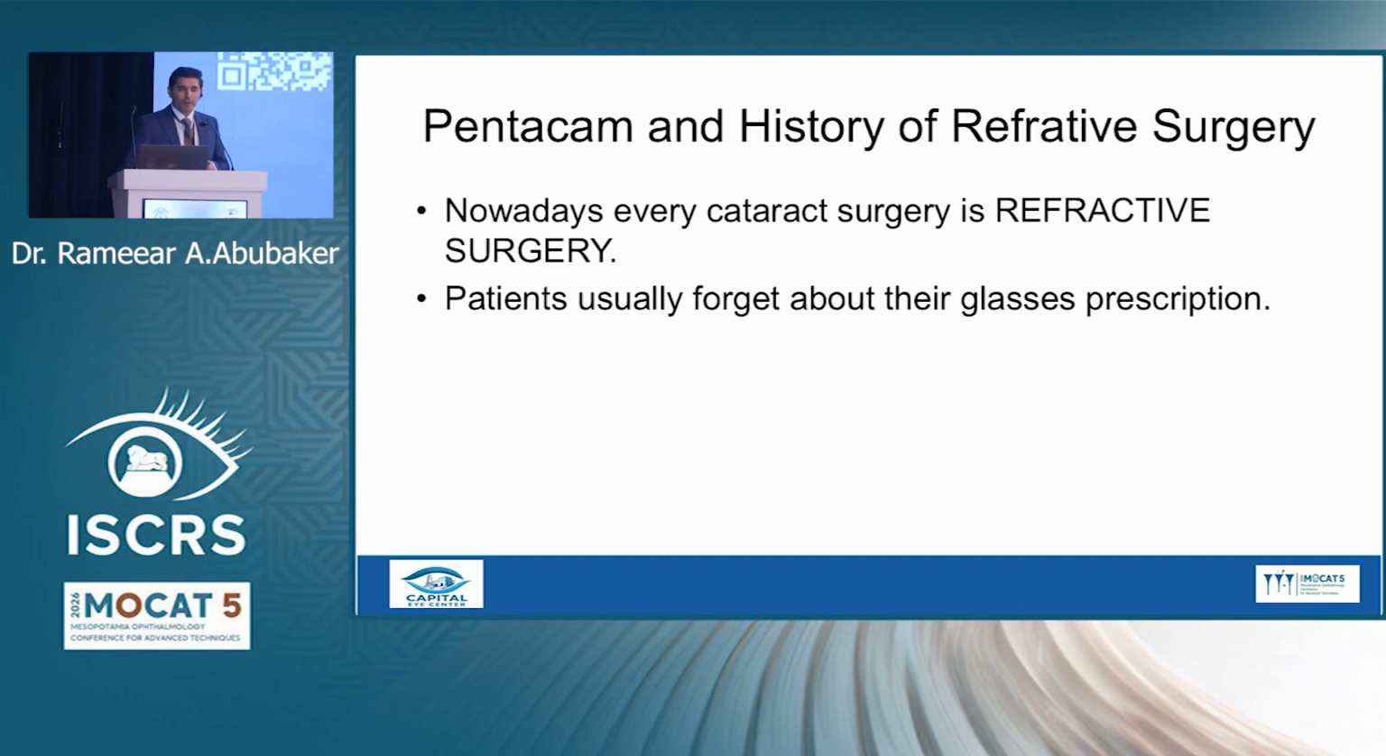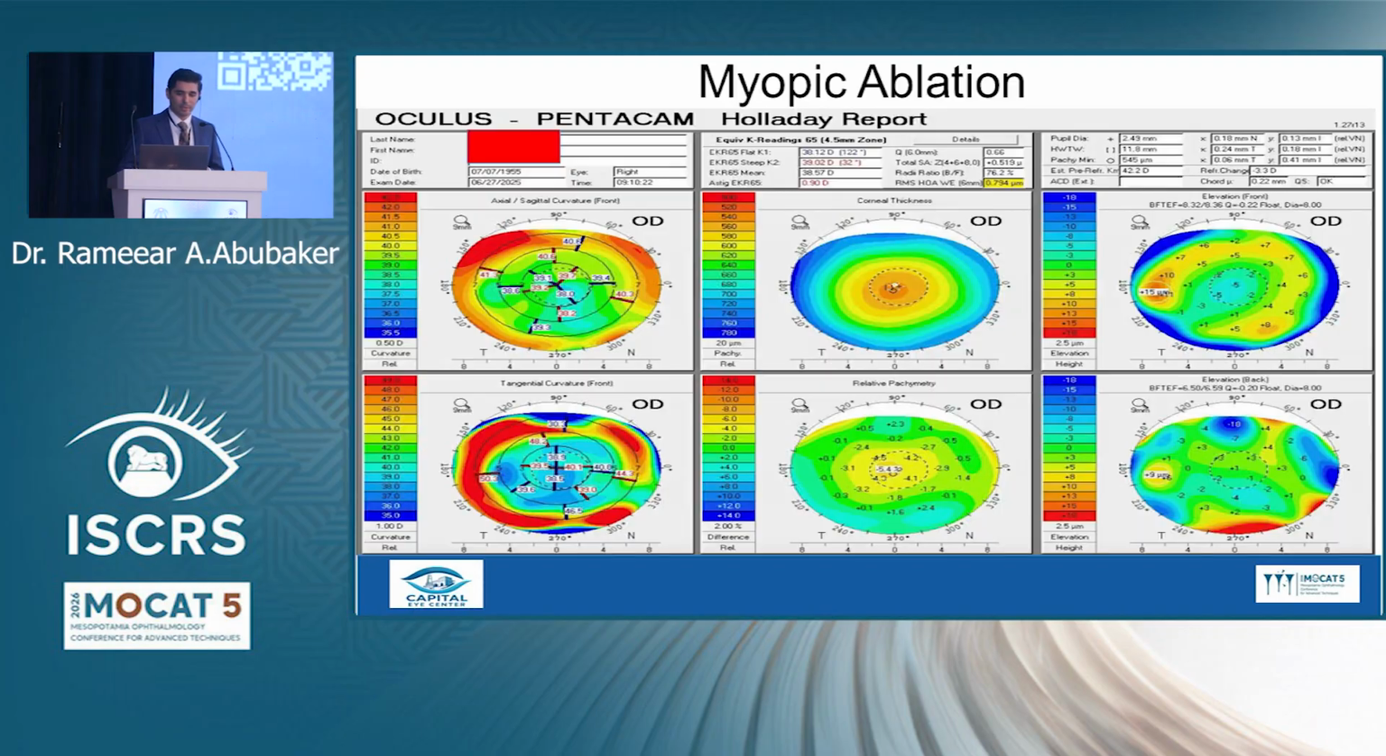So we can also look at the Pentacam and find a history of refractive surgery. Usually patients forget about their glasses prescription, and as we all know, nowadays every cataract surgery is a refractive surgery. So how will you know that this patient had myopic ablation?